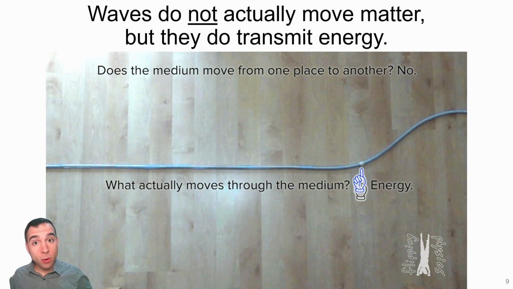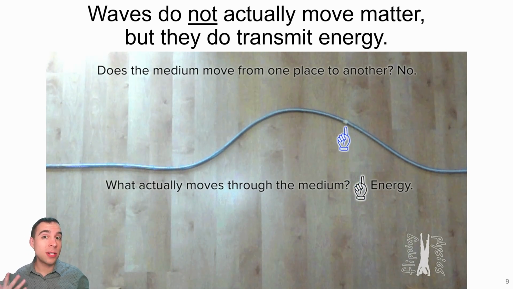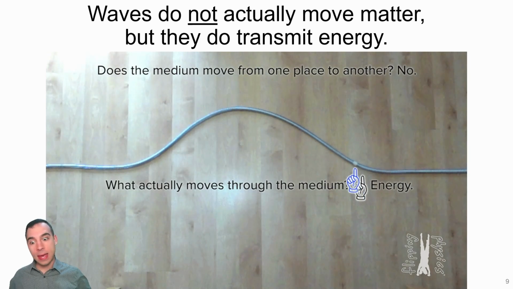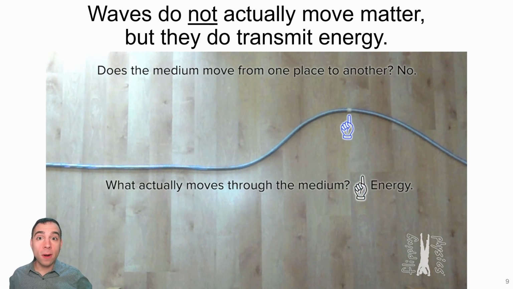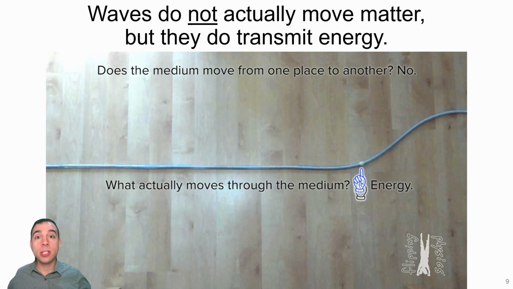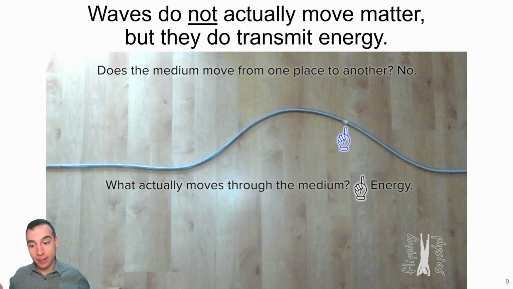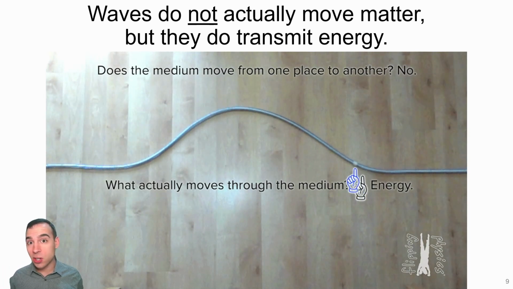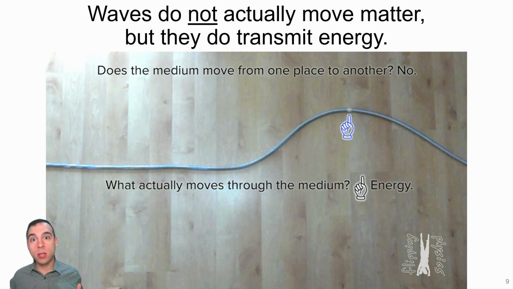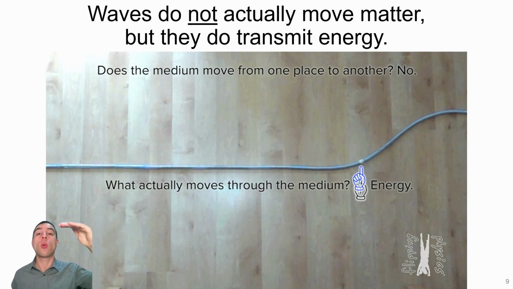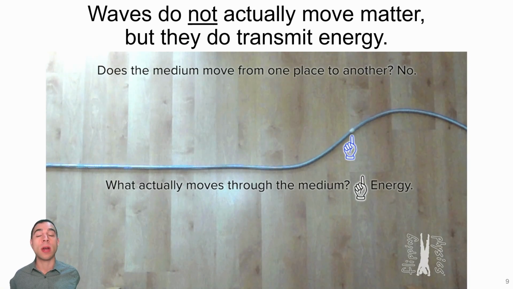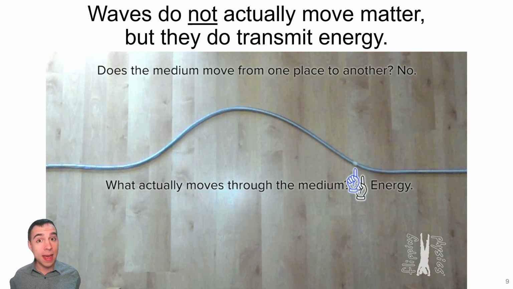It's important to note that when waves travel, they do not actually move anything. If you imagine yourself in the wave pool at a water park, or sitting on a tube out in the ocean as waves are crashing into shore, you will notice that you don't actually move in your tube. You just go up and down with the waves. And that's because waves don't actually move any objects or any matter, but they do transmit energy.